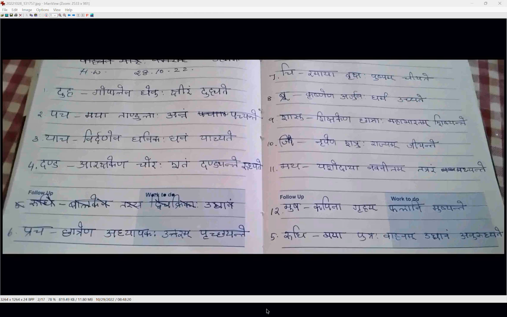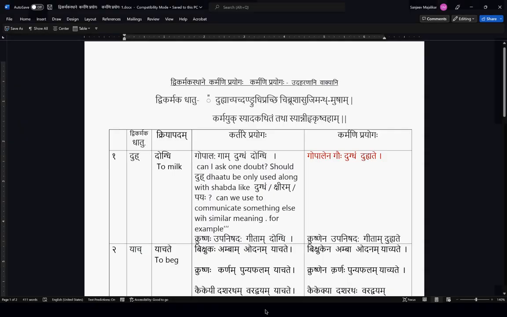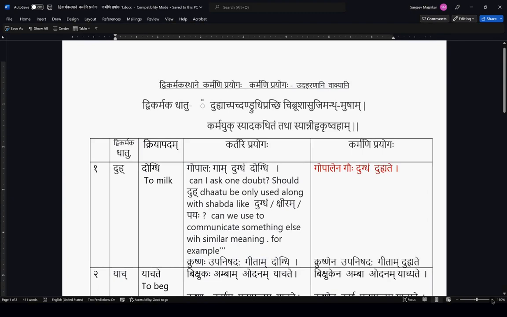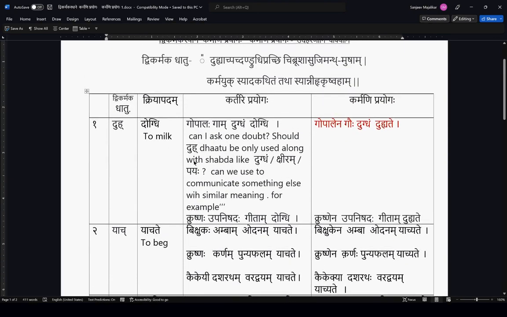Okay, the next one. Rangan Mode, you had a question here. Should duha dhatu be used along with words like dugdham, kshiram, payaha, or can we use it to communicate something else? Yes, it can be used for something else also. This is a very good example you have given here. Krishnaha Upanishadaha Gitam Dogdhi Bhautam.